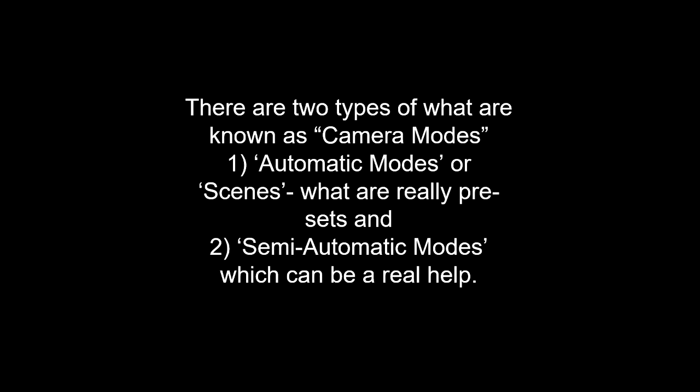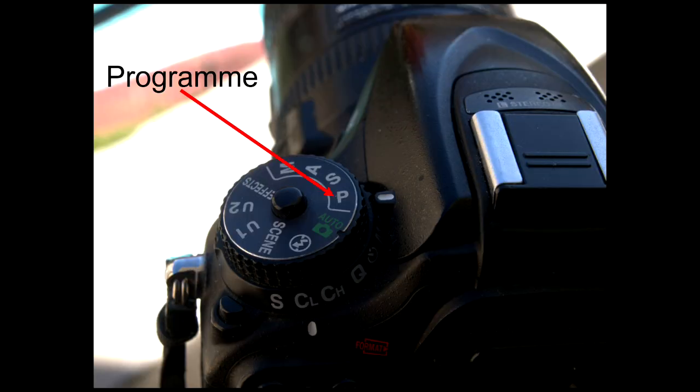And then you get automatic modes, as we've said, and now we go on to semi-automatic modes, which really are a great help. I'm going to start off with program. And program really is super auto. Program will sort out the exposure for you. It'll sort out the aperture and shutter speed. And you can do everything else.